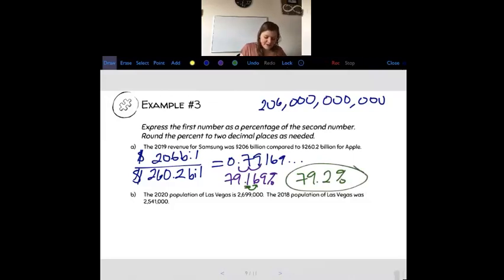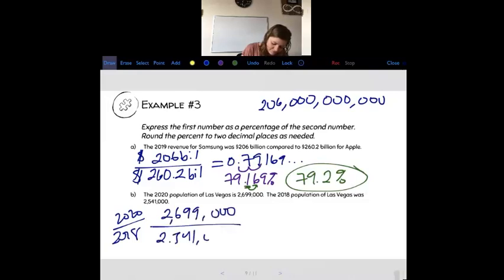Part B, the 2020 population of Las Vegas is 2,699,000. The 2018 population of Las Vegas was 2,541,000, and so we're expressing the first number as a percentage of the second. So we would do the 2020 over the 2018. Okay. And so put this in your calculator to get 1.06218 and so on. Convert it to a percent.